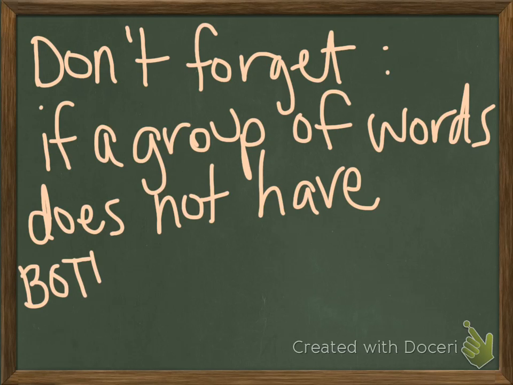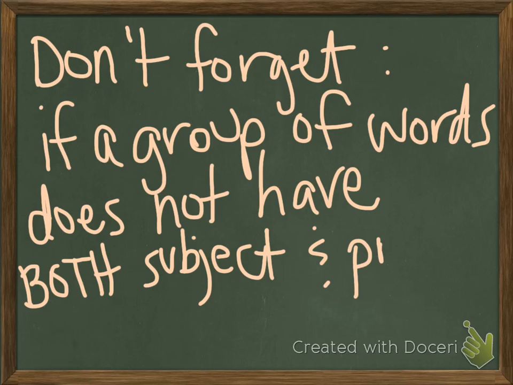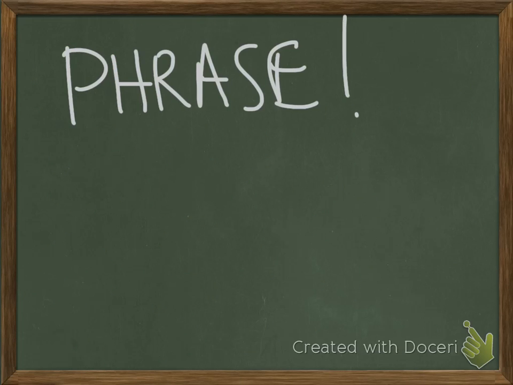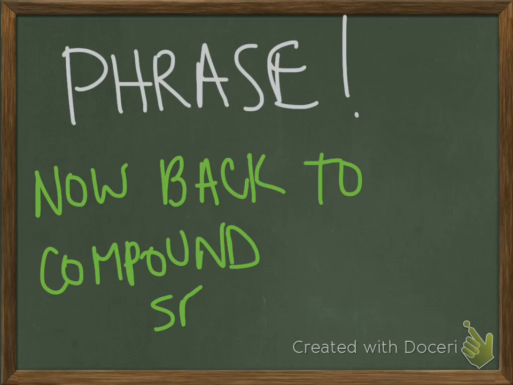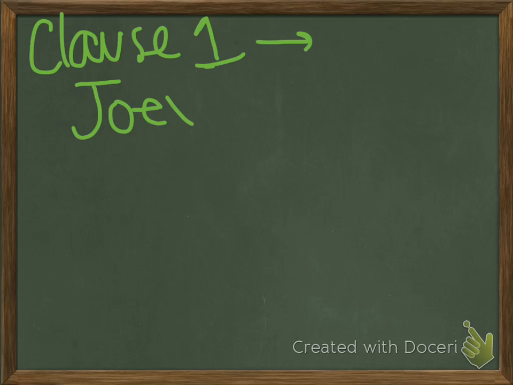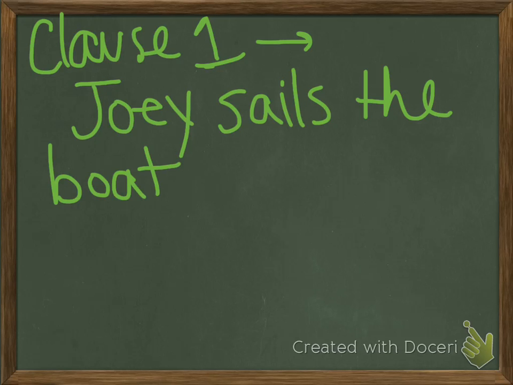Now, just remember that if it's a group of words that only has a subject or it only has a predicate, it's not a clause, and what do we call it? That's right, a phrase. So let's get back to talking about clauses and how to make compound sentences. All right, let's start with our first clause here.